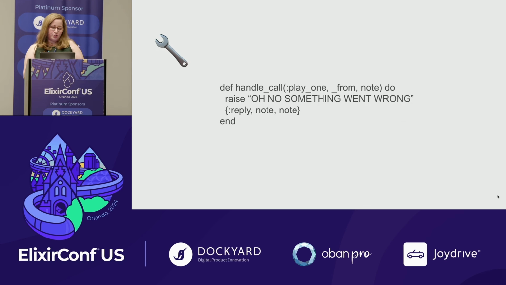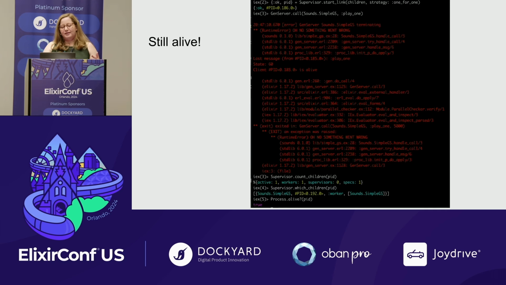Let's throw another wrench. So in our handle call now, we're just going to raise, oh no, something went wrong. And we're just going to reply with a note and note. We don't really care about state at this point. So what happens? According to our strategy and according to what should happen in a supervisor, our start link has that PID, our gen server is the child PID, and then as long as something happens in the child, when it terminates, it will restart itself, but the supervisor will stay up.